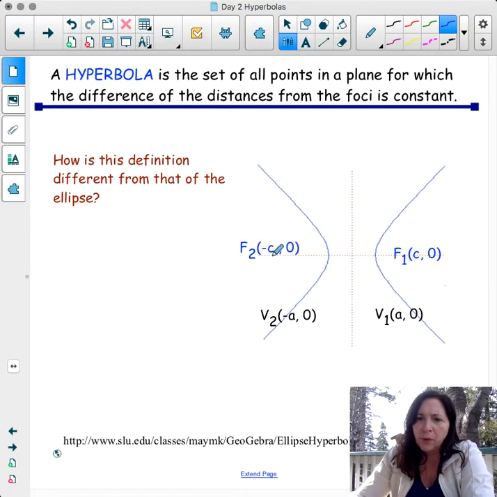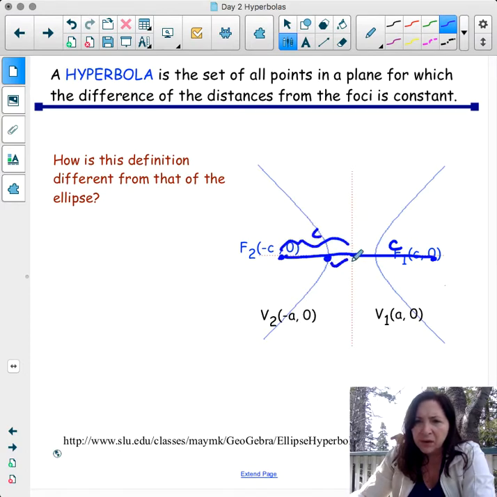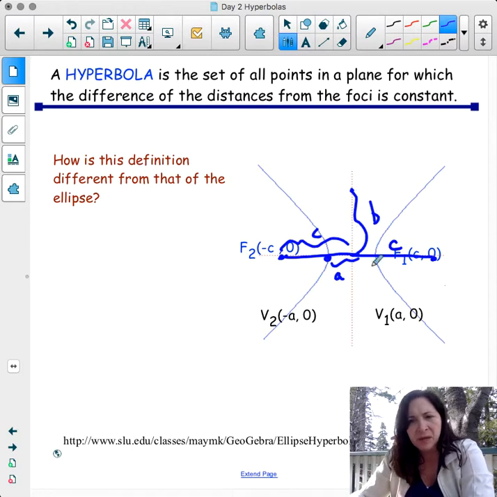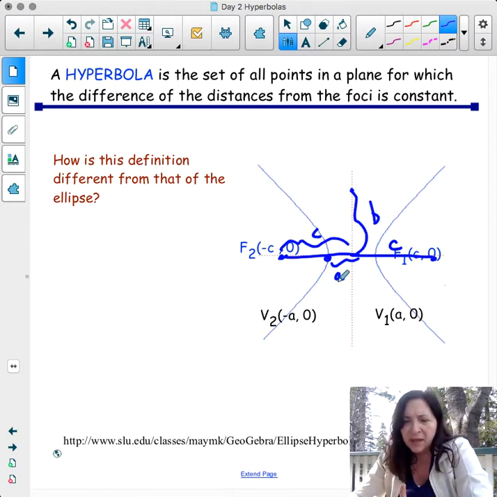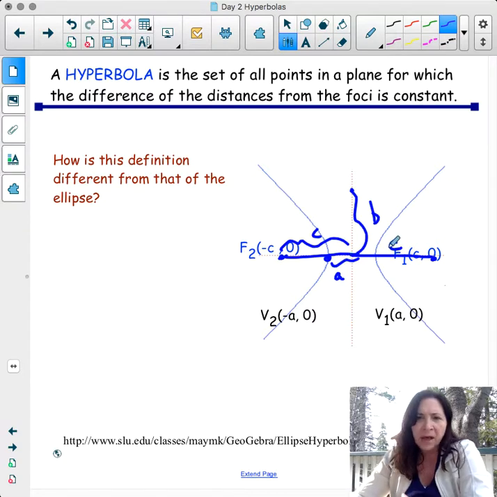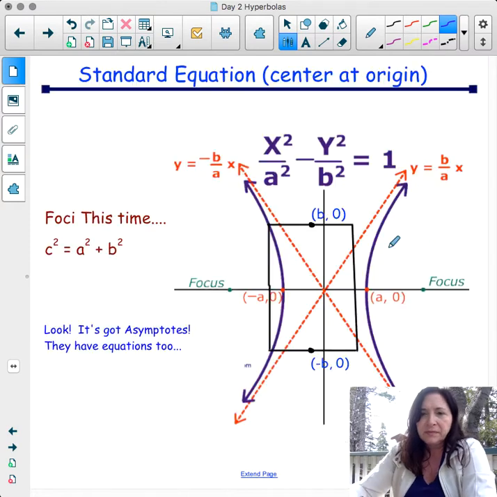You do have focal points, and these are my focal points. They're going to be the same distance from my center. That's going to be my C value. And same with this distance here is C. This distance from here to here is A. And this distance from here to here is B. Whereas in an ellipse, the A value is always greater than B, in a hyperbola, the B value is not always smaller than A. It could be bigger.